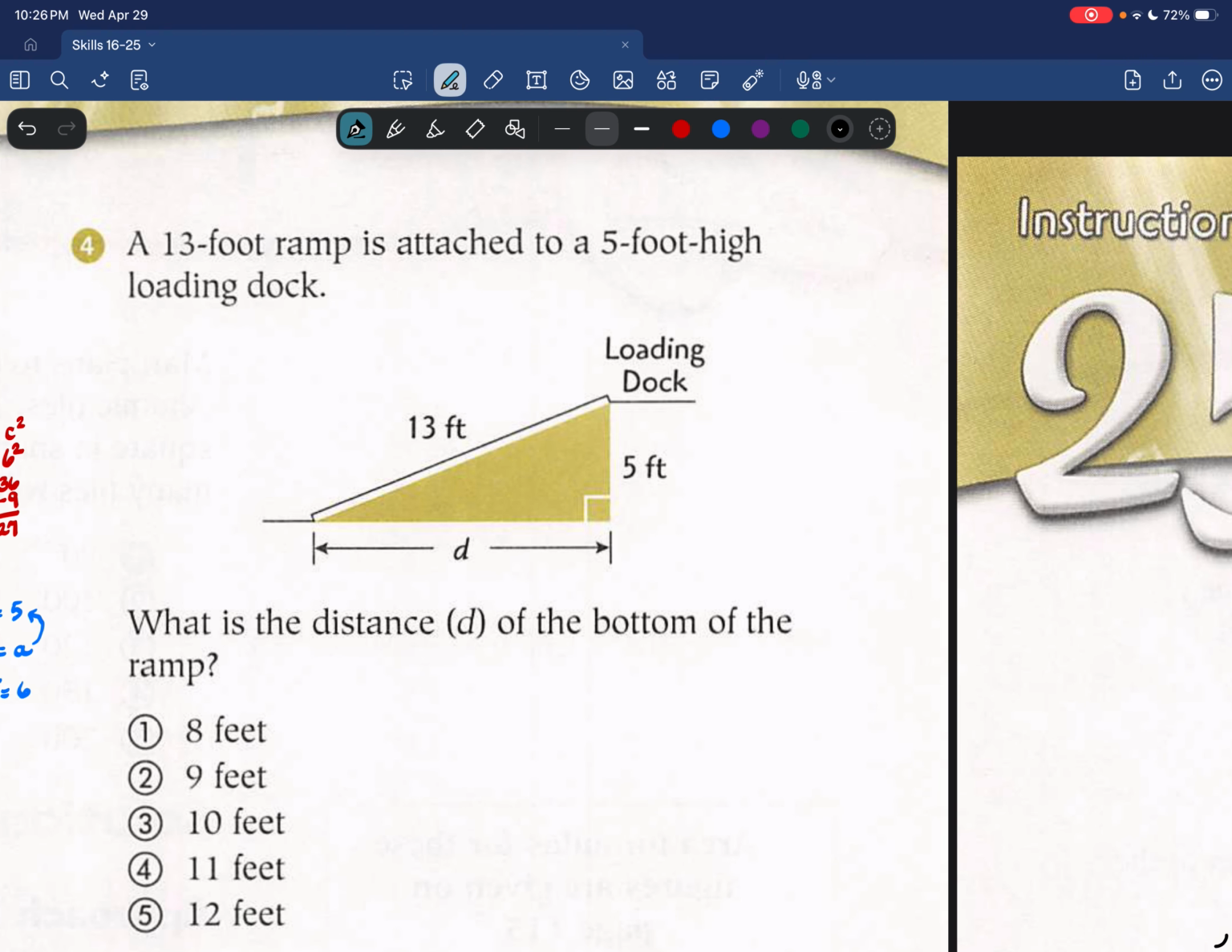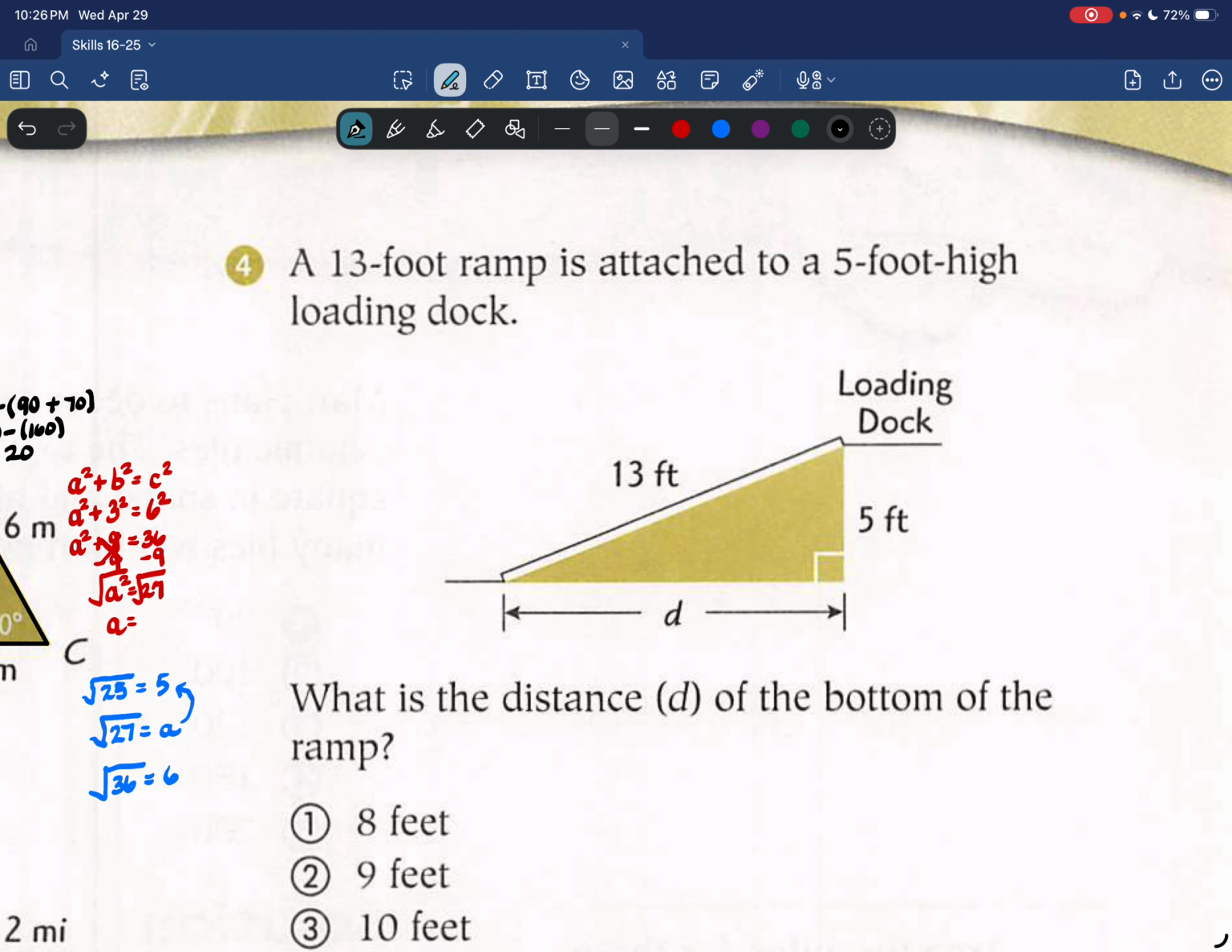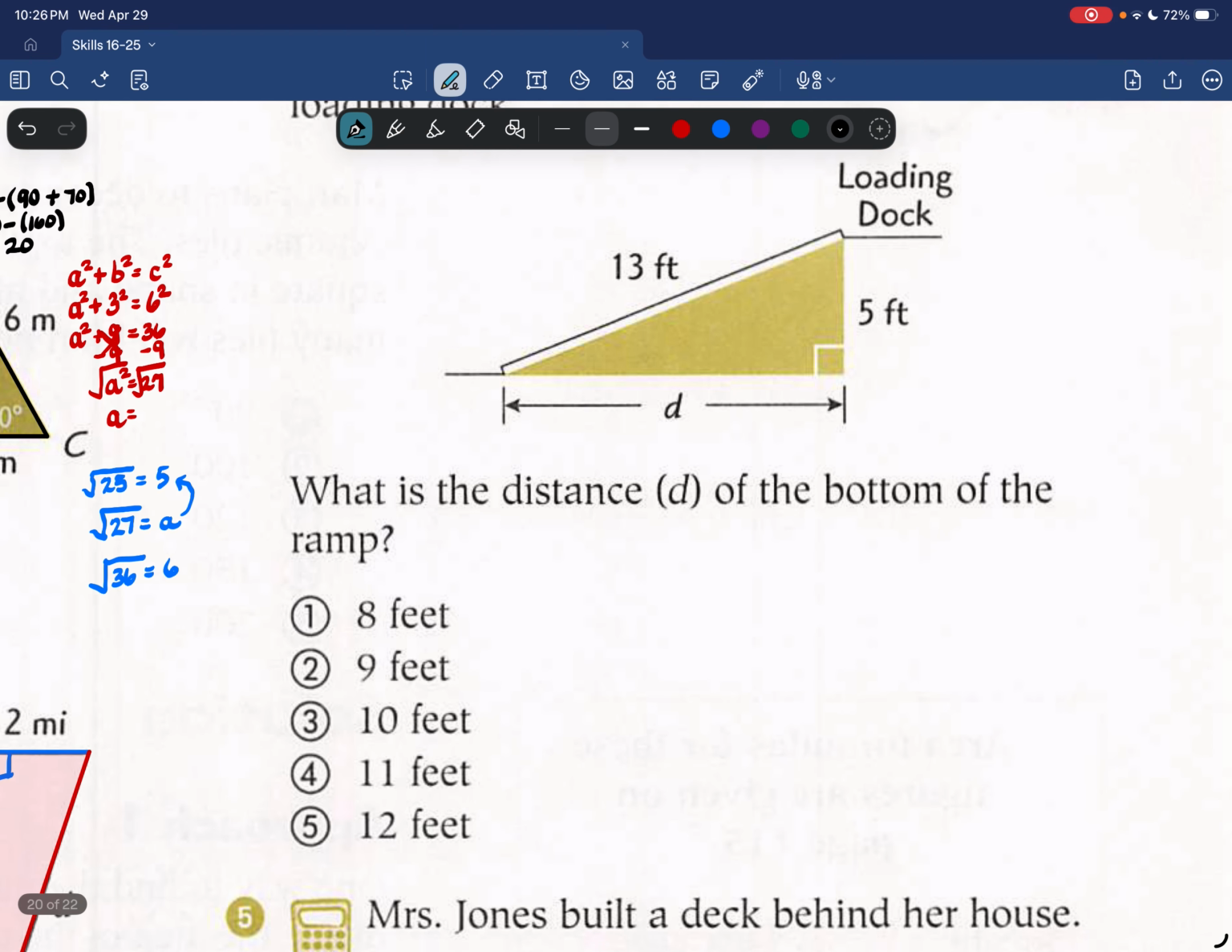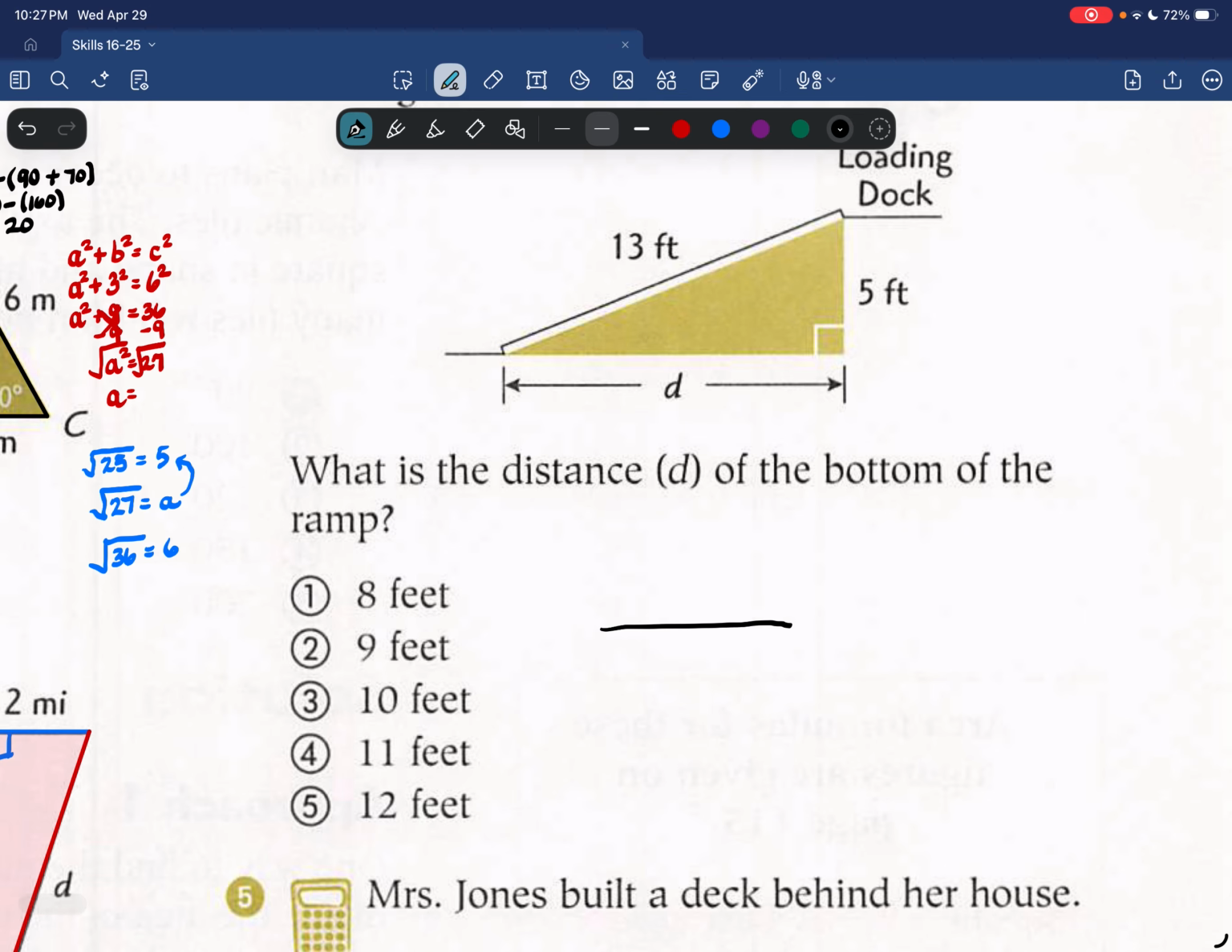All right, this is another good one. Ramps. A 13-foot ramp is attached to a 5-foot high loading dock. What is the distance d of the bottom of the ramp? I always like to sketch my own little picture so that I know exactly that I understand the problem. We know that this is 5 feet, this is 13 feet. You would definitely want to make sure that those units match. And they do. And we are looking for D.